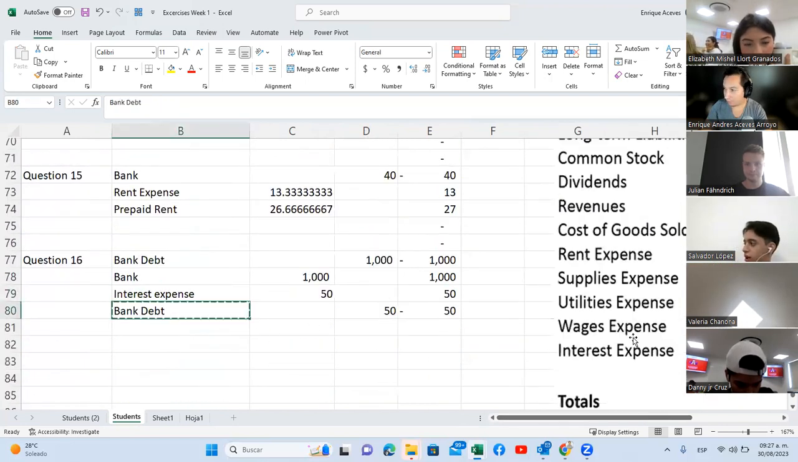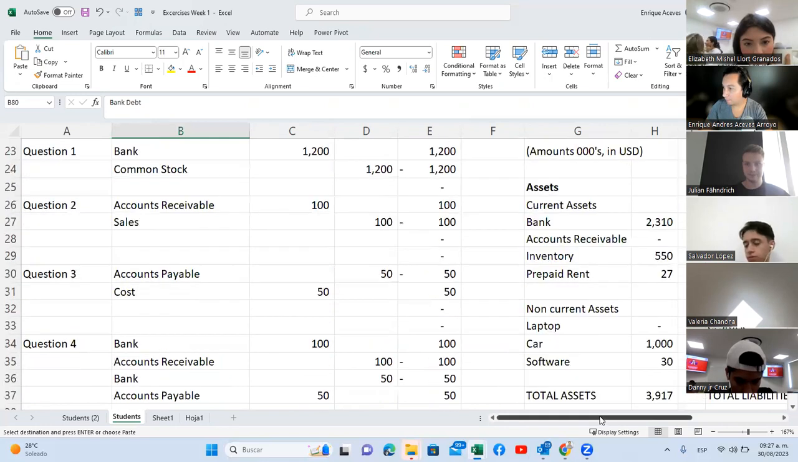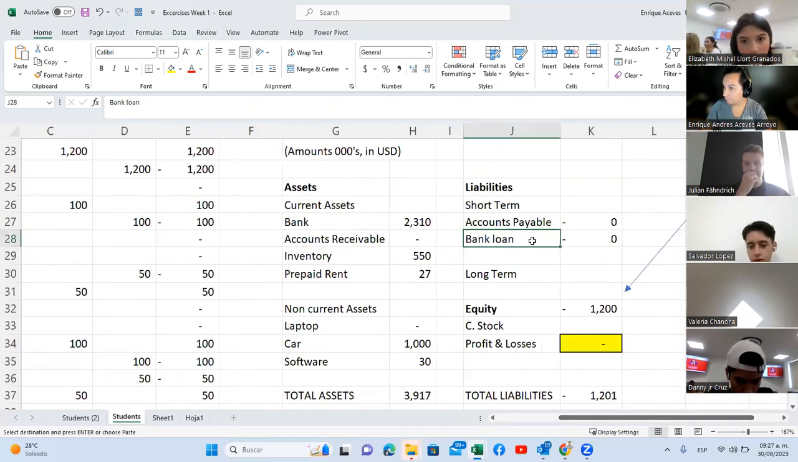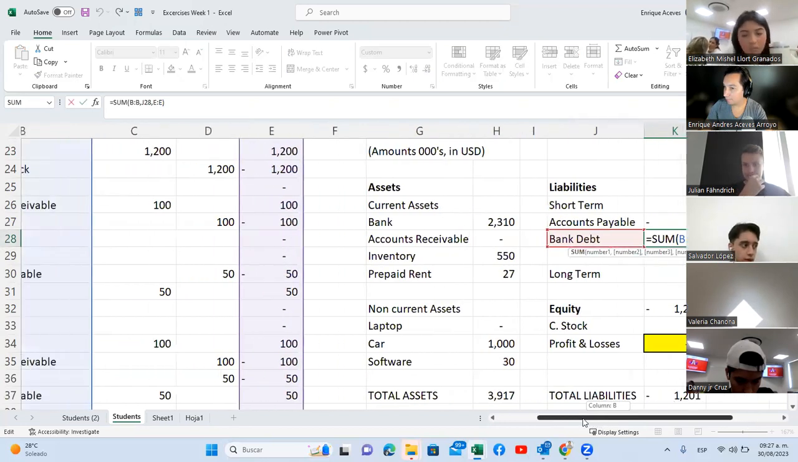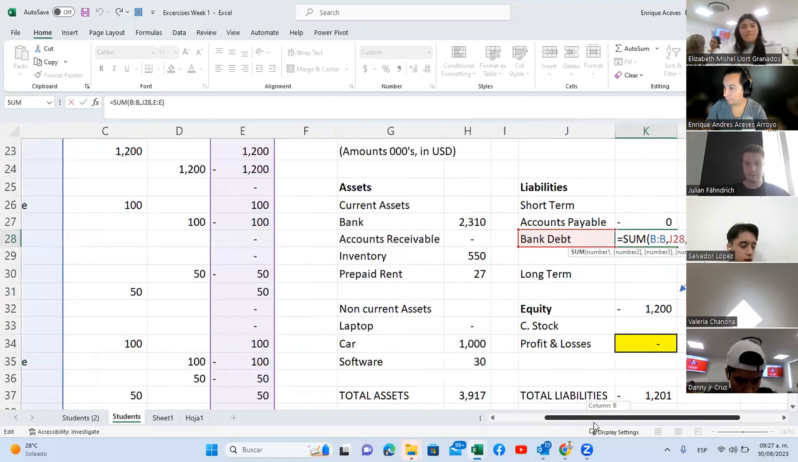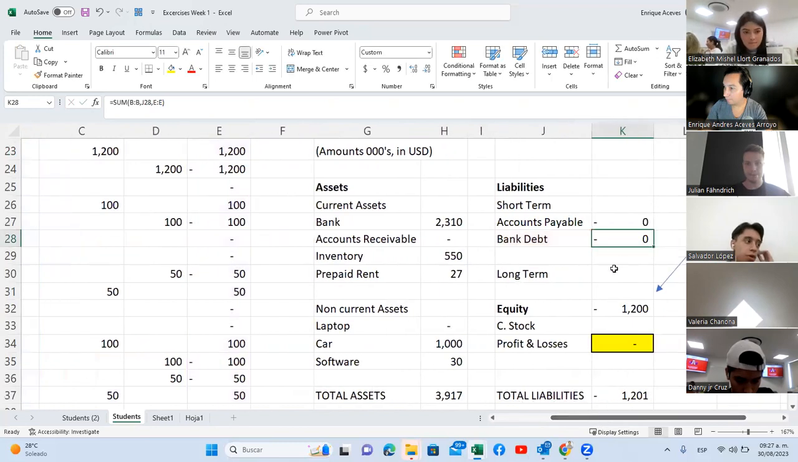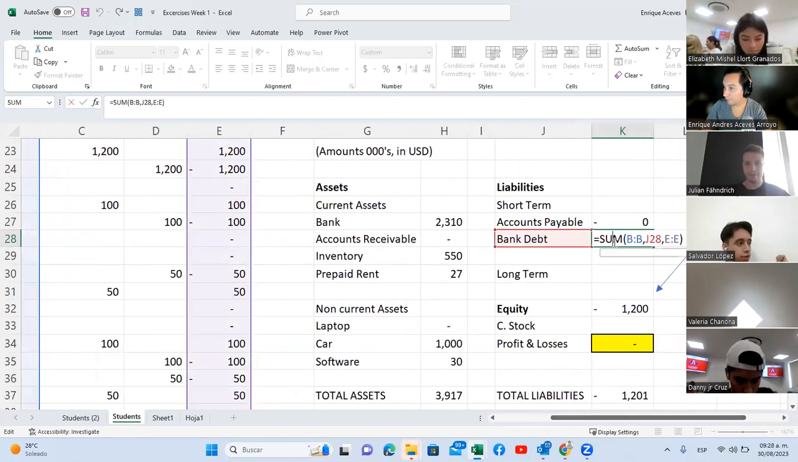Step, no bank loan. Ujú, ujú. ¿Qué está haciendo esta cosa? Oh, yeah, Zoom.